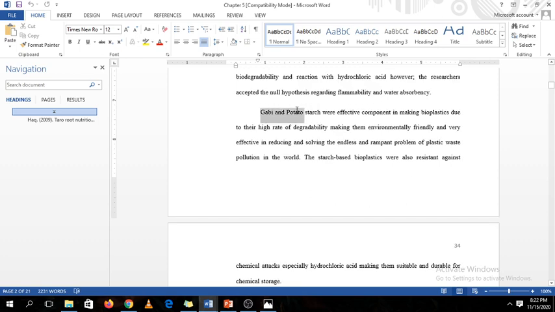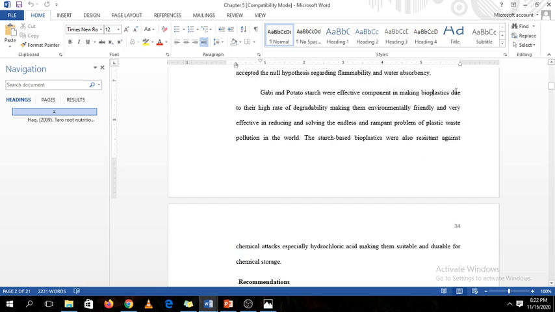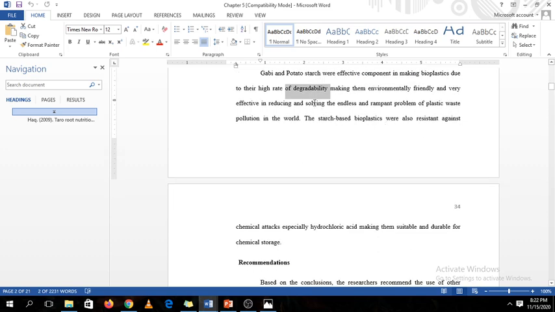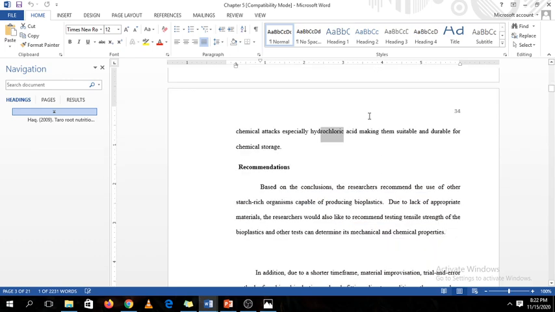That still gabi and potato starch were effective components in making bioplastic, because of high degradability, and of course, it addresses the problem of plastic, and again, they are resistant to chemical attacks. This is supported by statistical results on the hydrochloric acid test and the biodegradability test.